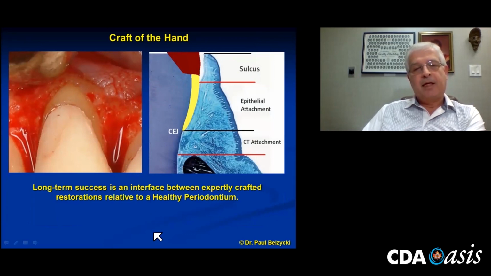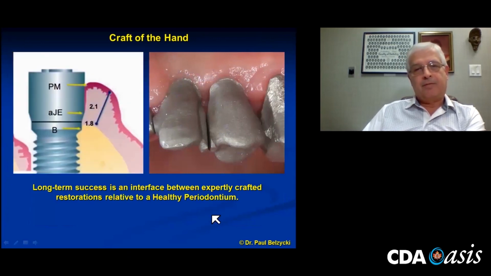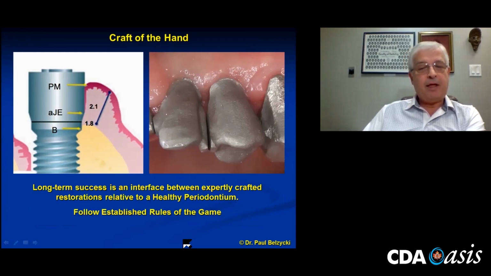Again, long-term success is about the interface between expertly crafted restorations and a healthy periodontium, whether it's on teeth or on implants. It's the same thing. You have to have an overriding respect for that little barrier between the inside world and the outside world. And that's following established rules of the game.